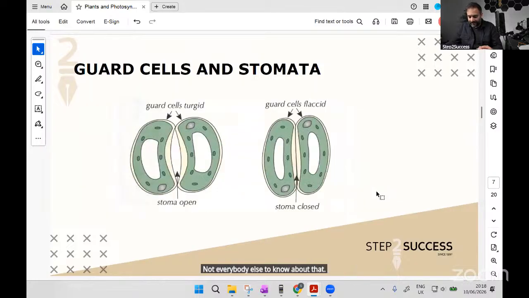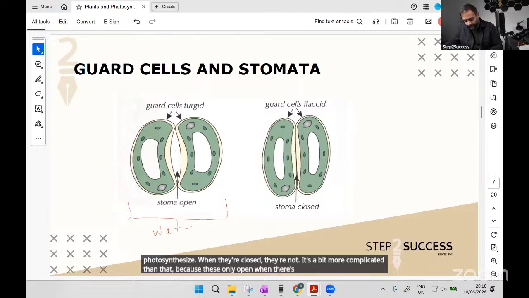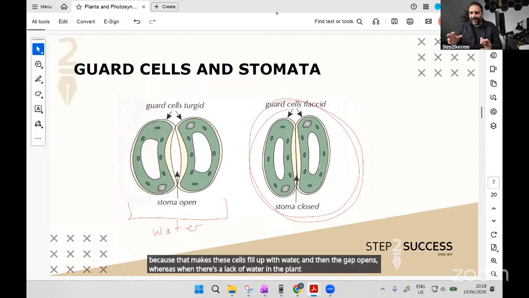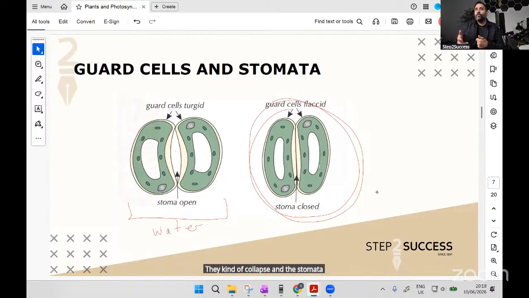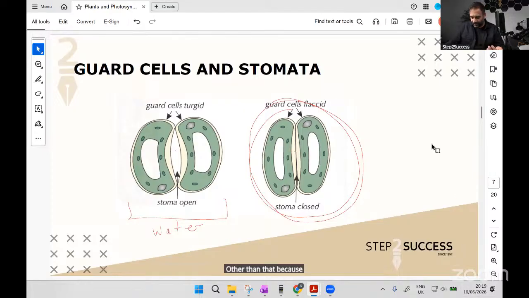Guard cells are, as I say, the cells that can open and close depending on whether or not they need to be open to let gases in. When they're open, we can photosynthesize. When they're closed, they're not. It's a bit more complicated than that because these only open when there's plenty of water available, because that makes these cells fill up with water and then the gap opens. Whereas when there's a lack of water in the plant, they kind of collapse and the stomata closes to prevent too much water being lost. Because remember, the stomata is not only to let gases in and out, it accidentally lets water out as well, because diffusion works that way, so it just happens.